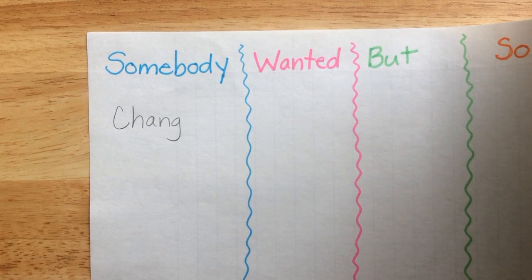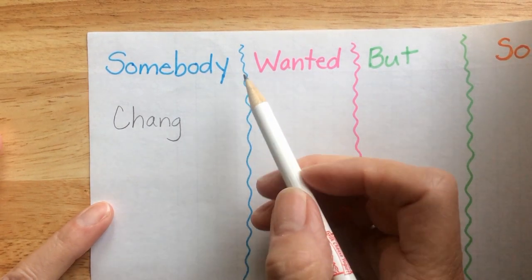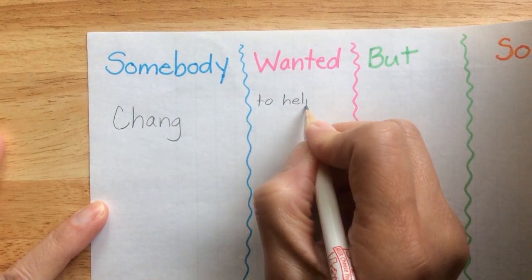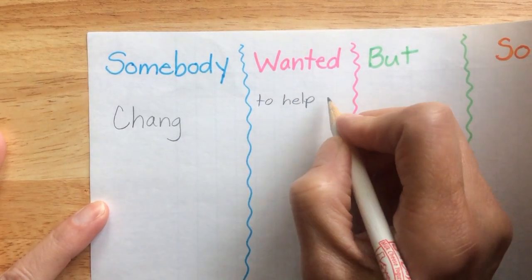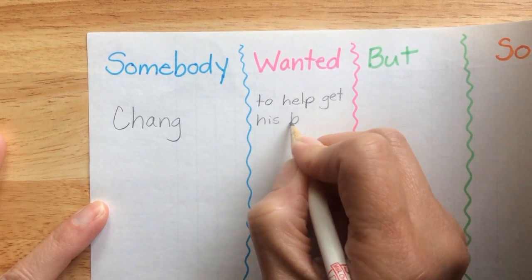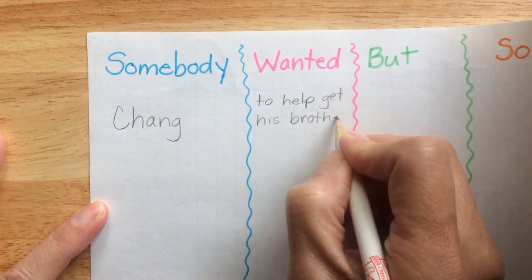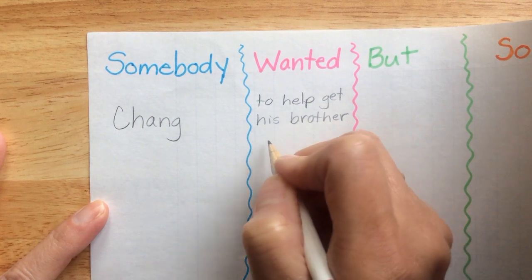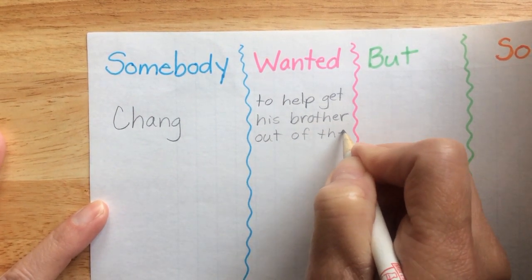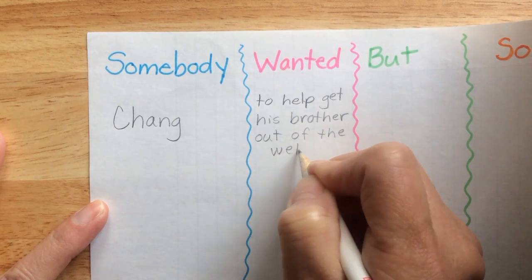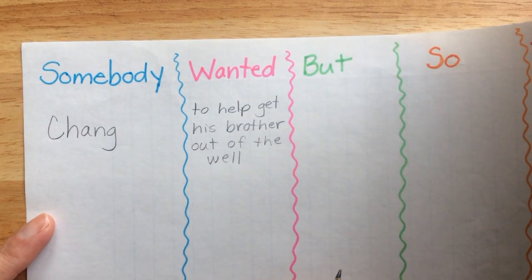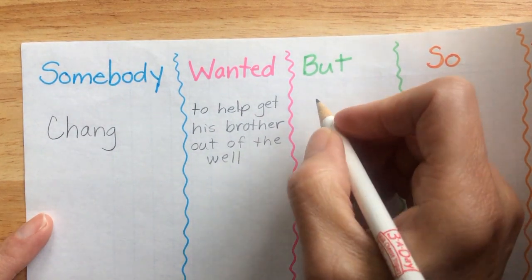And you know what Chang wanted? He wanted to help get his brother, can you predict what I'm going to write? Out of the well. Okay? Chang wanted to help get his brother out of the well, but there was a problem.